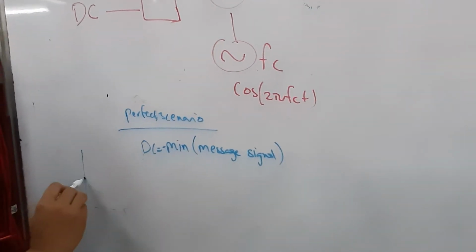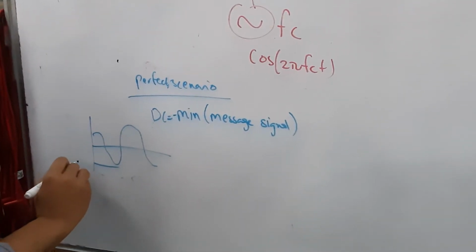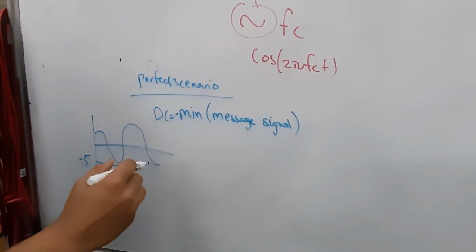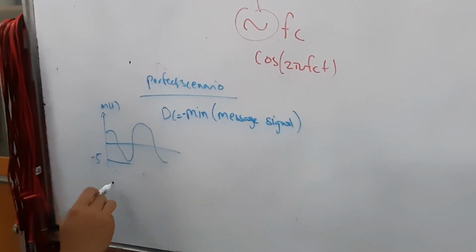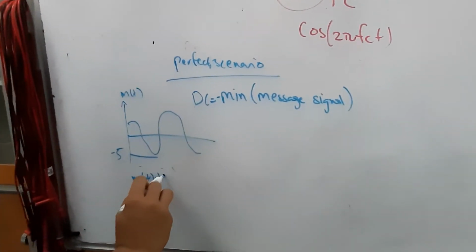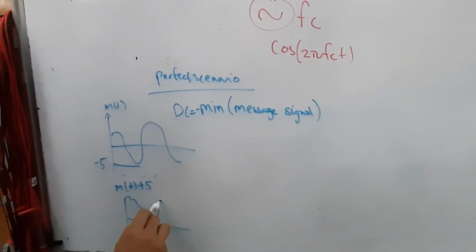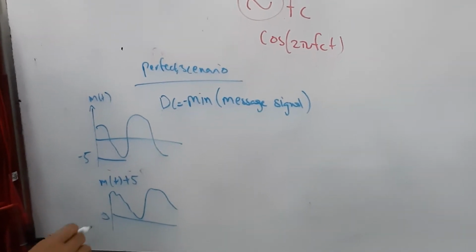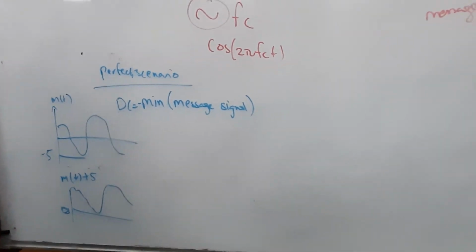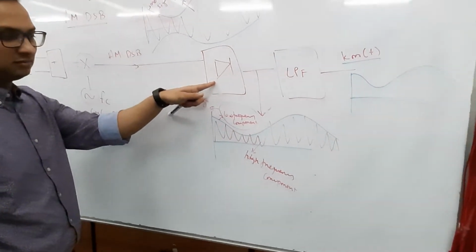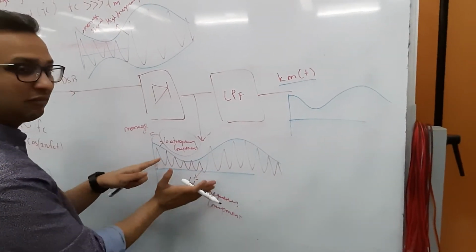So if your signal is like this and this is your minimum, say -5, this is your message signal m(t), so what you will do is m(t) plus 5. If you do m(t) plus 5, then the whole signal is shifted up and it starts from 0. So there is no negative part. Thus, when you come to the rectifier diode, you will get the whole signal positive part. The negative part is removed, so none of your good signal is removed.